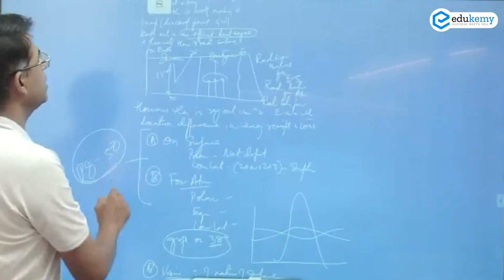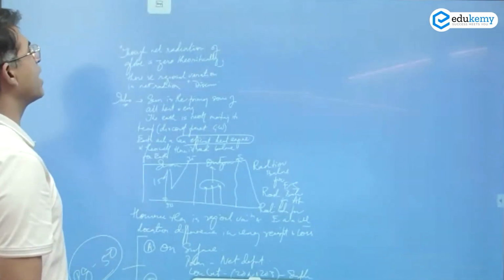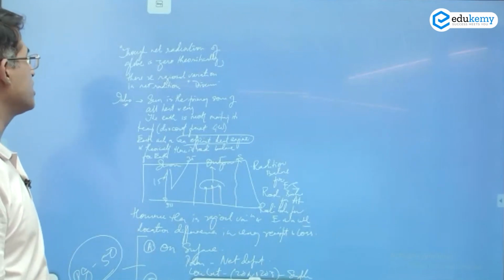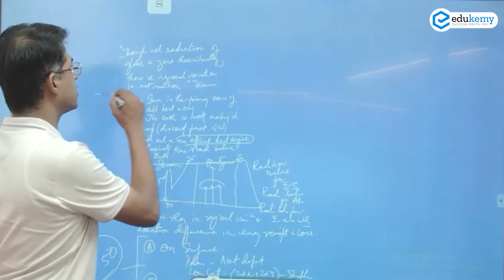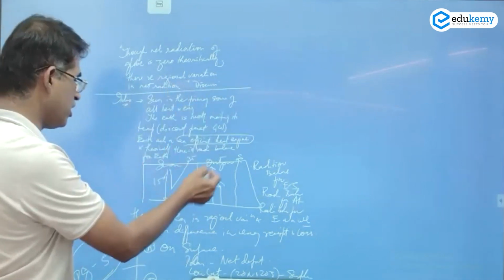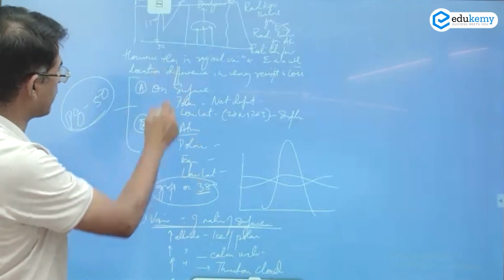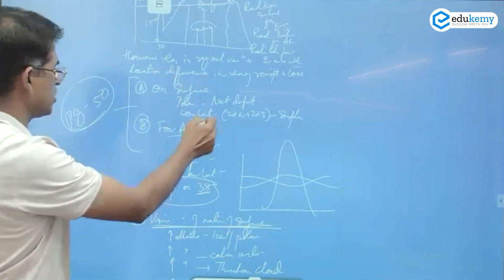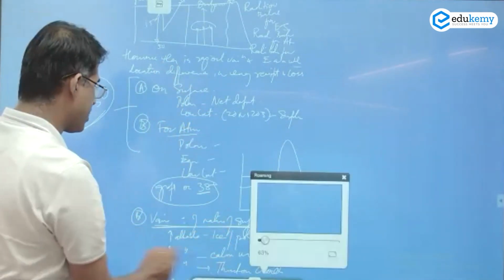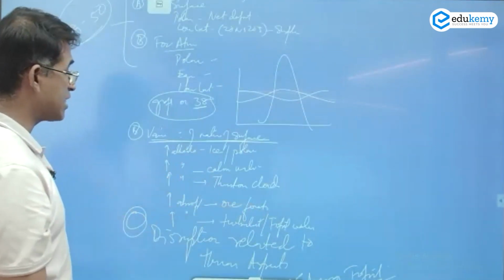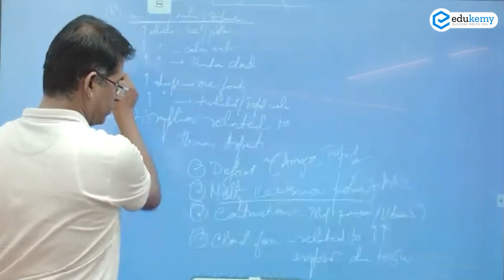What was the question? Though net radiation of the globe is theoretically 0, there are regional variations in net radiation. Discuss. An introduction, 1 diagram. What are the regional variations in different places on the surface, on the atmosphere, variations because of surface, and finally the disruptions related to human aspects.